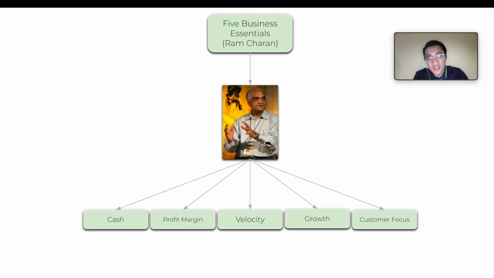Then, 5 business essentials by an Indian-American consultant, Ram Charan, are also mentioned. The first is cash. The second is profit margin. The third is velocity. The fourth is growth. The fifth one is customer focus.